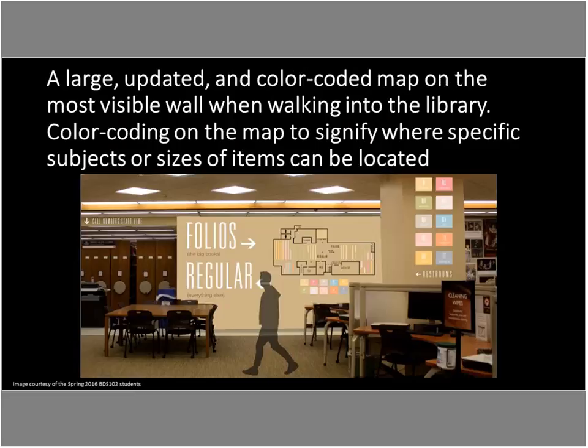The third solution was having a large, updated, and color-coded map on the most visible wall right when you walk into the library, with color coding on the map to signify where specific subjects or sizes of items could be located. It's hard to see in this map, but each color denotes where you would find things on the shelf according to subject.